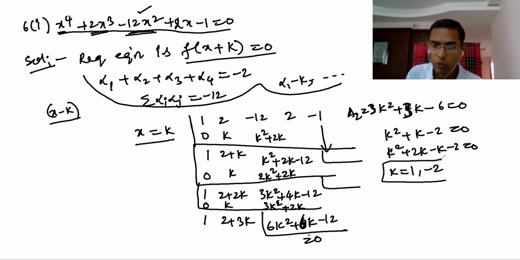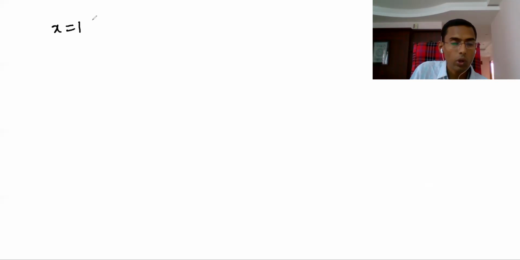That means for k value, if you take 1 or minus 2, for both 1 and minus 2 you are going to get the second highest power as 0. So I am taking k equal to 1. If I take k equal to 1, this only you have to do. So let's take now k equal to 1. Then what do I get?